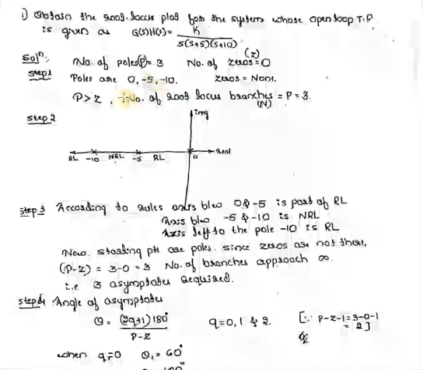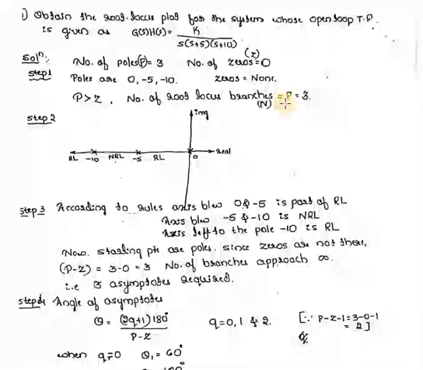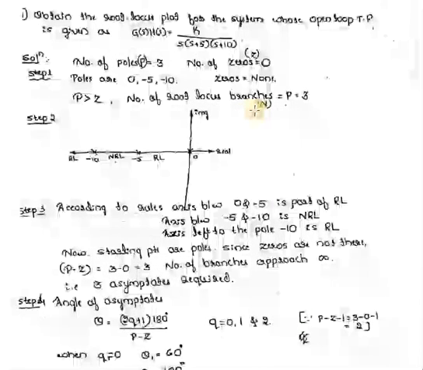Now you have to compare the number of poles P with the number of zeros Z. Here P is greater than Z, therefore the number of root locus branches is equal to the P value, that is 3. Instead of P being greater, if you have zeros as 4, then the number of root locus branches will be 4.